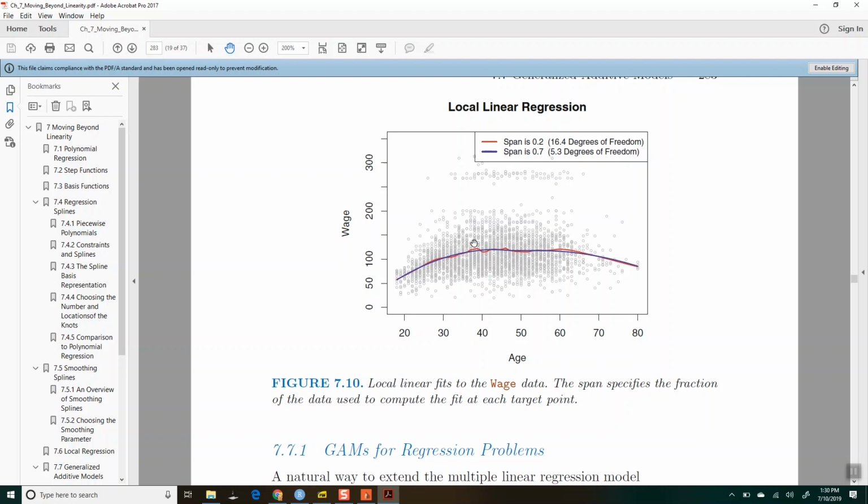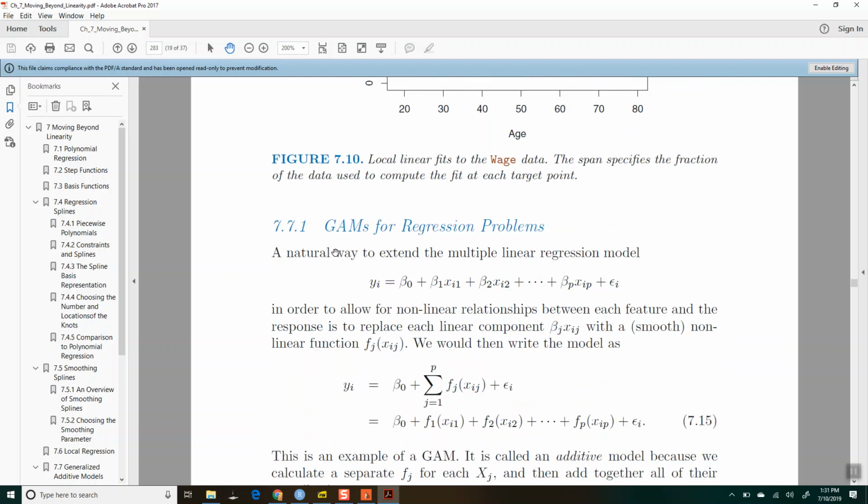With lowess you have these different parameters, these spans, which define how wiggly it ought to be. With a small span it gets more wiggly, and with a larger span it's smoothed out. And so we can just say, let's fit a smooth, non-parametric relationship between age and wage, and we can do this.